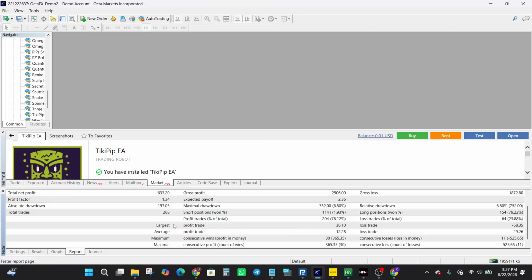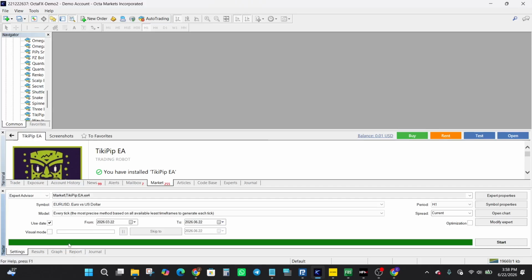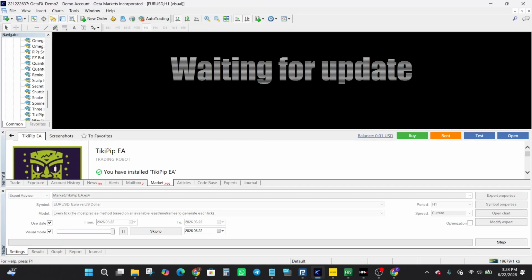The largest profit was 36.1, largest loss 68.35, average profit 12.28, the average loss 29.26. So this tells me that the average risk to reward ratio is bad because the average profit is less than the average loss. Now let's turn on the visual so we can also see this EA in action.